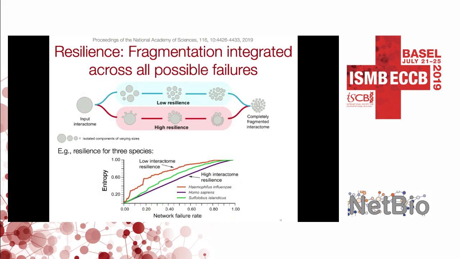So what we got from the previous slides is really a quantification of the response of the network to a particular failure rate. But to get the resilience of the interactome, we need to integrate the response of the network across all possible failure rates. And that gives us insight into how resilient the network is by seeing whether it dissociates fairly quickly into a number of disconnected components, or it stays relatively connected even for high failure rates, which would indicate a highly resilient interactome.